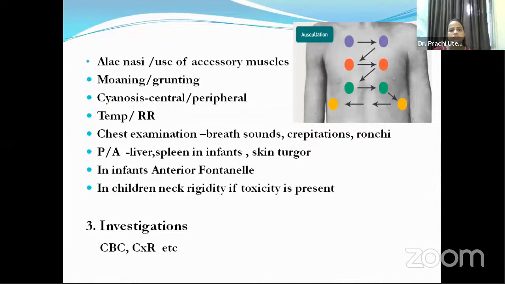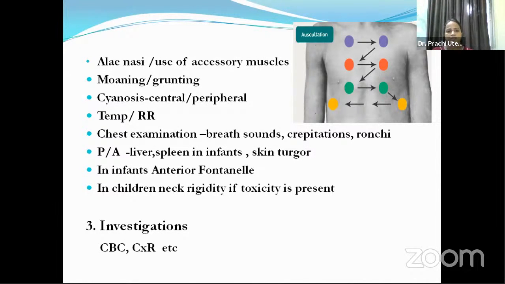For the abdomen, we have to see whether there is organomegaly. Liver and spleen in infants till 2 years of age or 1.5 years of age are palpable, that is physiological. And if there is a hyperinflated chest, the liver and spleen definitely come down, so they can be palpable. Then we have to observe the skin turgor, that is, signs of dehydration if they are there. In infants, we have to see the anterior fontanelle, whether it is depressed. And in children, check whether neck rigidity or toxicity is present, because neck rigidity, as I told you, might be because of the increased effort of respiration, or it may be because of a complication such as meningitis.